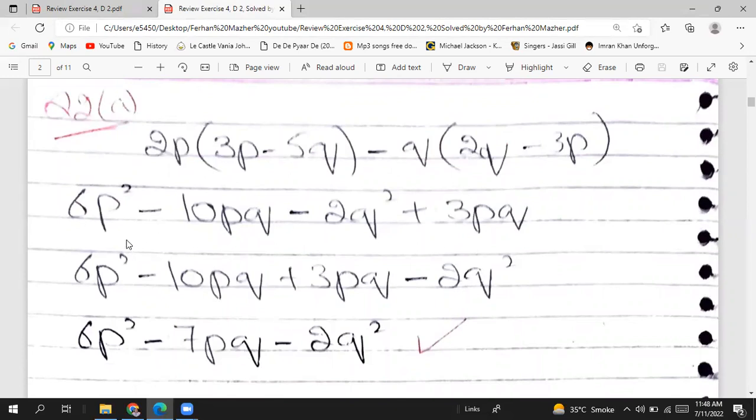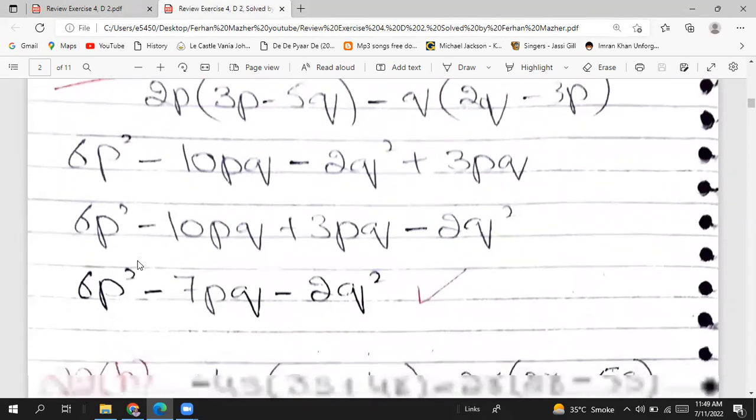2p multiplied with 3p will be 6p squared. 2p multiplied with minus 5q will be minus 10pq. Minus q multiplied with 2q will be minus 2q squared. Minus q multiplied with minus 3p will be plus 3pq. We will rearrange: 6p squared minus 10pq plus 3pq minus 2q squared. Minus 10pq plus 3pq is minus 7pq. So it is 6p squared minus 7pq minus 2q squared. So this is how you will do question number 2, A part.